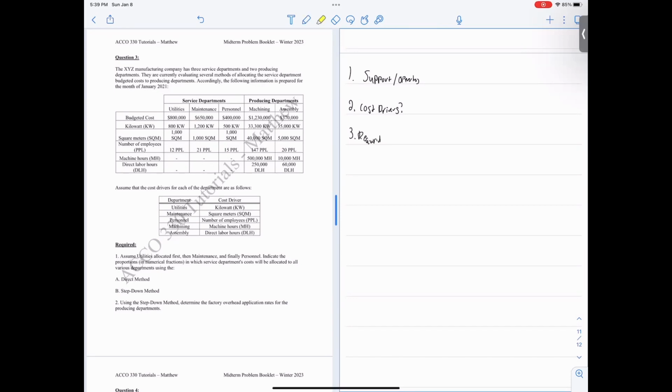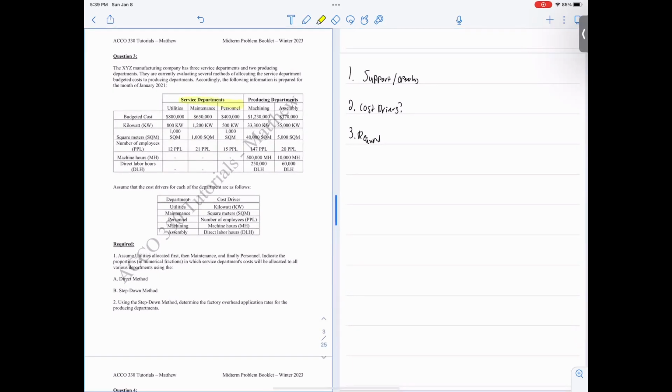Okay, so guys, in this question, they tell you the service departments are here. The producing departments are here. In other words, guys, they try to use fancy words for support and operating. That should not throw you off. Okay. Now, next thing, guys, we have to notice here is they give you the kilowatt hours, square foot, number of employees, machine hours, direct labor hours. So you see a bunch of different cost drivers, guys, but we don't know how each division allocates it yet.